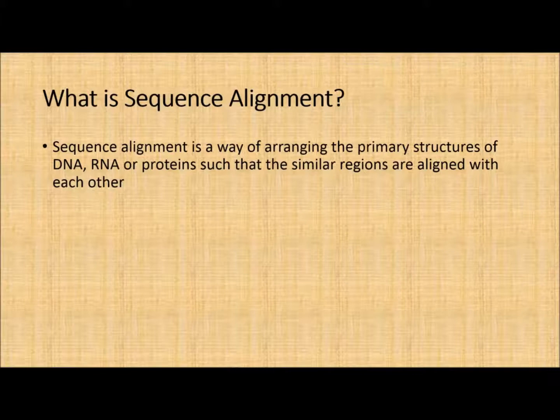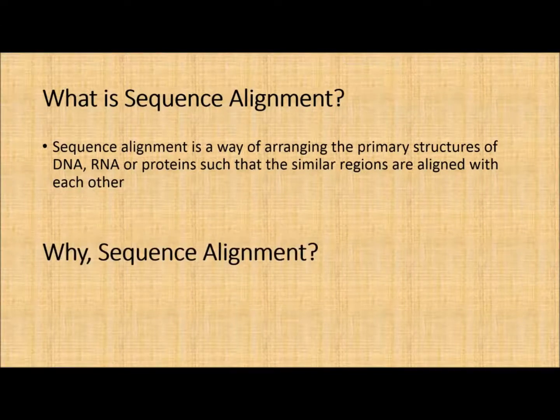What is sequence alignment? Sequence alignment is a way of arranging the primary structure. And when you talk about the primary structure, we're talking about the sequence. No secondary structure. We're not worried about bonds. We're not worried about the three-dimensional nature of DNA, RNA, or proteins, such that the similar regions are aligned with each other.